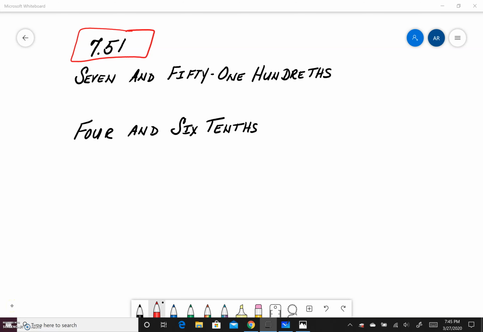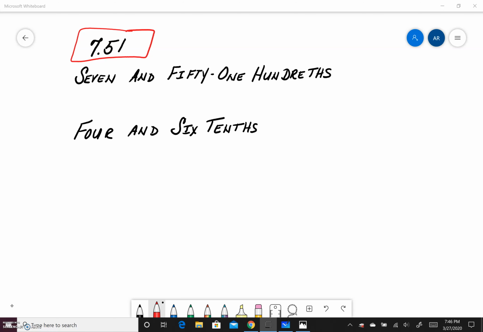Okay, this is a review for Chapter 5 quiz and test. One of your questions, they'll be giving you a number and you'll have to select from one of the options which words are correct. So just like we've learned back in our previous classes, we learned how to write numbers out in written form. So the very first number is 7.